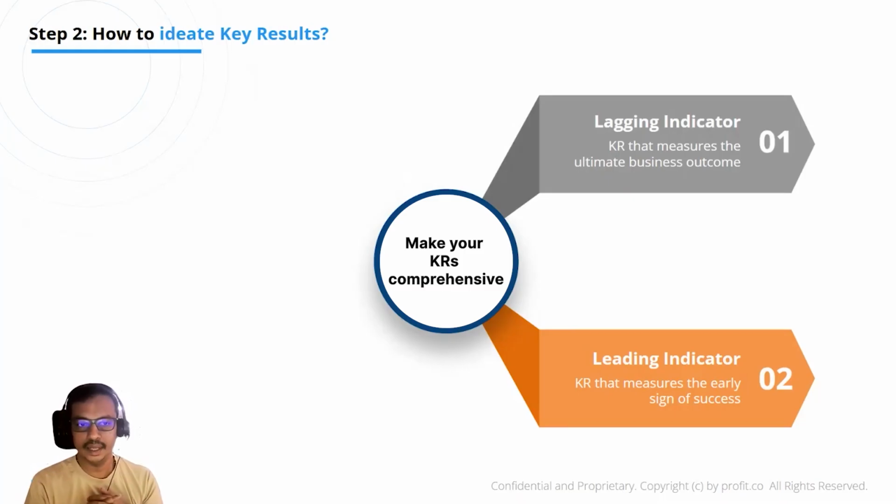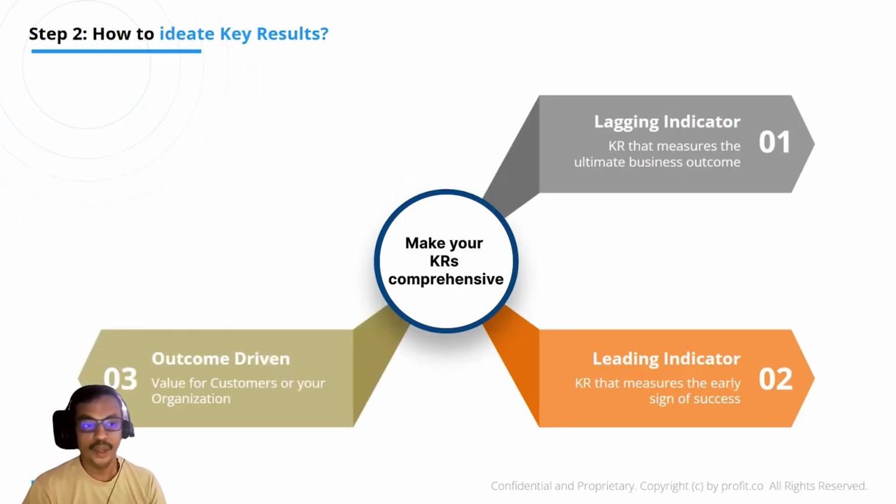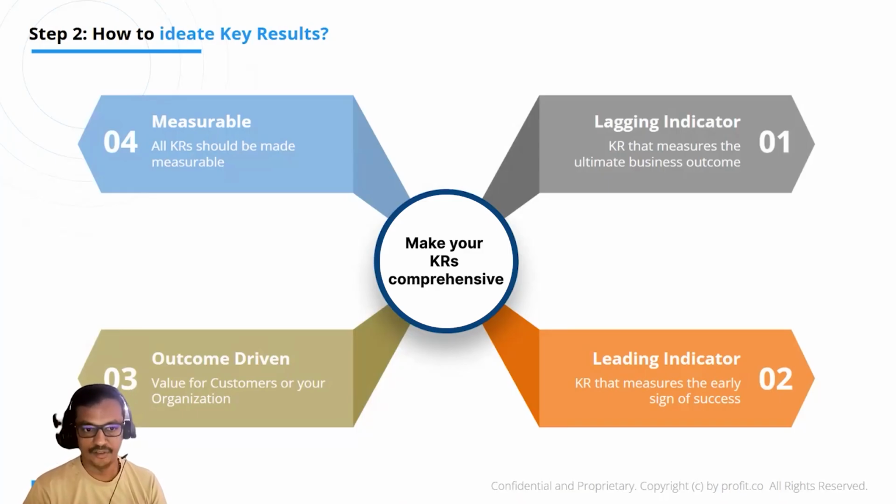So the first key result is always a lag indicator that measures the success of your objective, followed up with the lead indicators that measure the progress of your objective, which can also be measured as an early sign of success. Then, make sure that you write your key result so that it adds value to your organization or to your customers. It has to be outcome driven. Most of the key results that you write should be outcome driven. It should add value to your organization or to your customers or to your investors, right? And finally, make sure that your key results are always measurable in nature so that you are able to measure the quantifiable metrics or quantifiable success of your objective.